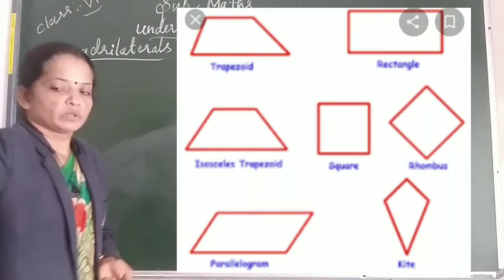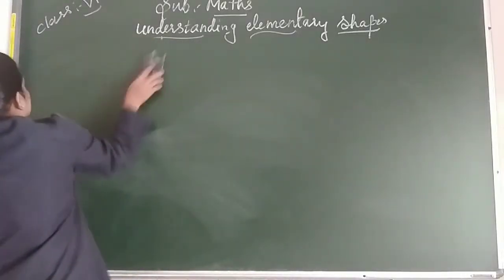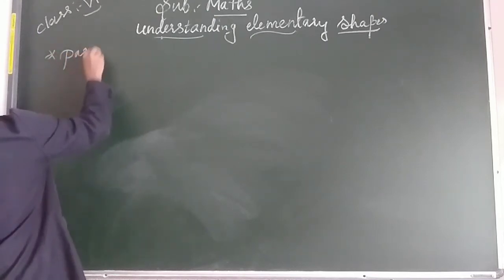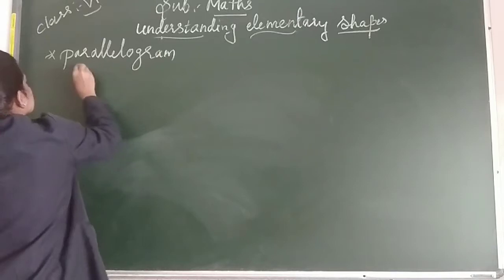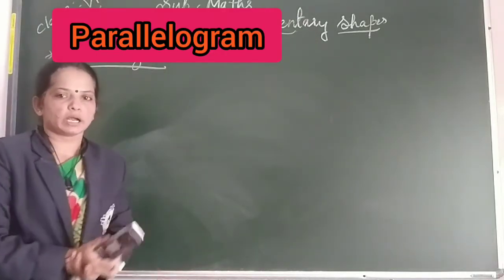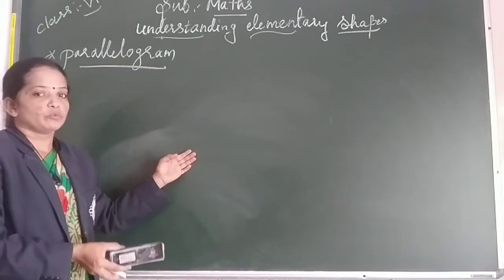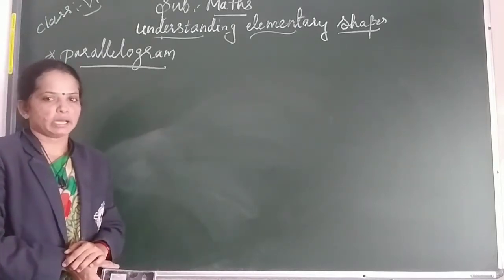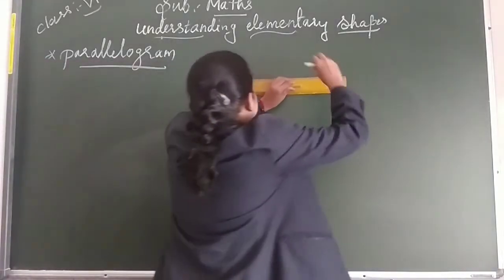Here, first one, parallelogram. So what do you mean by parallelogram? A parallelogram is a quadrilateral in which pairs of opposite sides are parallel.